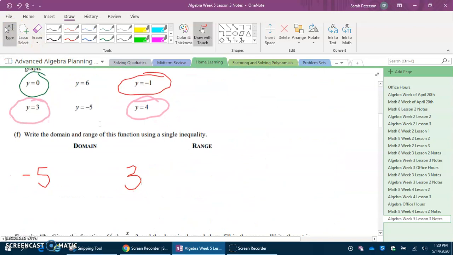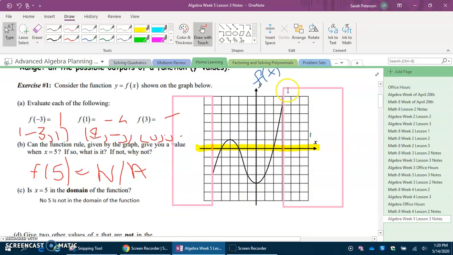So if you remember, we're going to write an interval notation like this. So x is greater than or equal to negative 5, and x is less than or equal to 3. And how I decide if it's equal to or not is I go back up and look if there's an open point. So if there was a point that was open right here, that would mean it's not defined at that point and 3 would not be included.